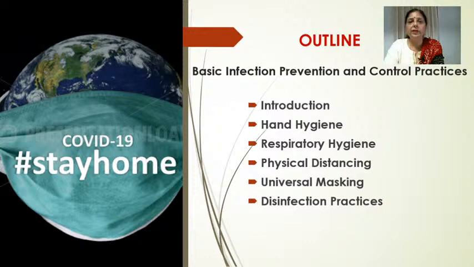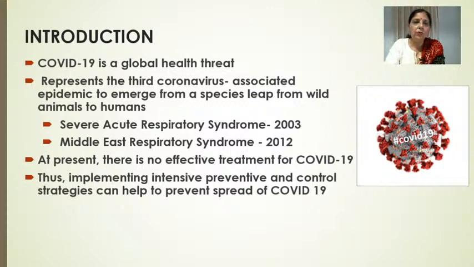So the outline of my topic will be, after a brief introduction, I'll talk about hand hygiene, respiratory hygiene, physical distancing, universal masking, and infection control practices. As we all know, COVID-19 is a global threat, and it represents the third coronavirus-associated epidemic, which has emerged from a species leap from wild animals to humans. The first one was SARS, severe acute respiratory syndrome, in 2003. The second was MERS, Middle East Respiratory Syndrome, in 2012. And now we are facing COVID-19. At present, there is no effective treatment for COVID-19, and the only thing we have is intensive preventive and control strategies to mitigate COVID-19.